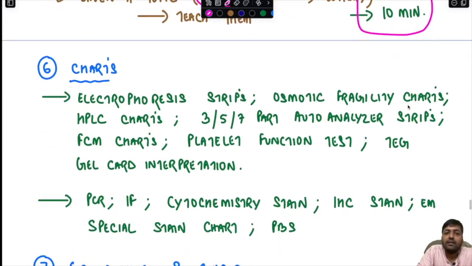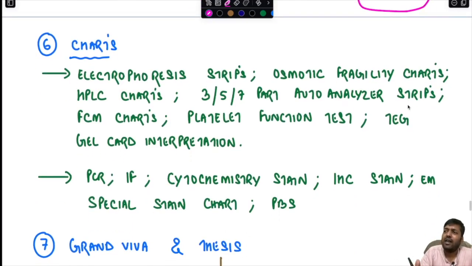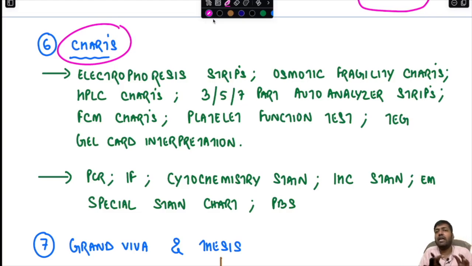Then after this will come the grand viva, or a separate viva for the charts can be kept. It depends and varies from university to university, but NMC has suggested the charts. What the strips and charts are has been covered in detail throughout our course in separate places. So electrophoresis strips might be brought by the examiner.